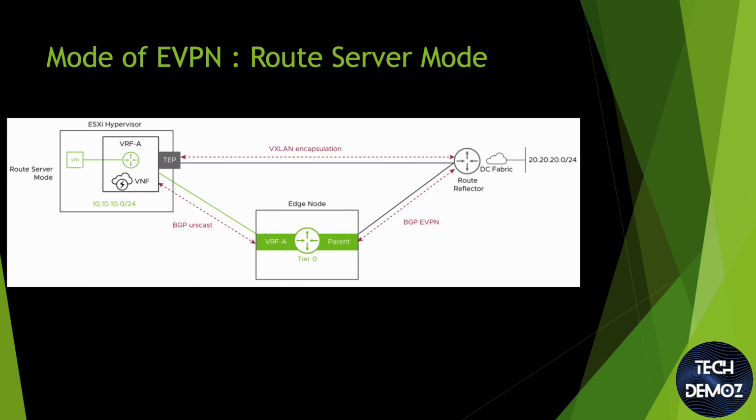The second one is our route server mode. In the EVPN route server mode, the Tier 0 service router hosted on the edge node acts as a BGP route server, establishing BGP control plane sessions with the southbound VNFs and external data center routers. The ESXi hypervisors exchange user plane traffic directly with the data center fabric router using VXLAN encapsulation, bypassing the edge nodes in the data path.